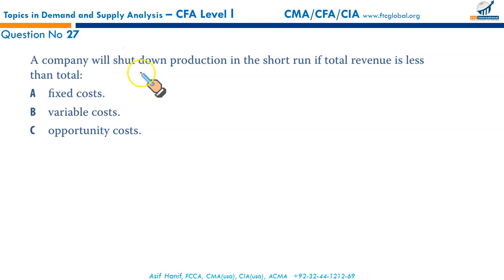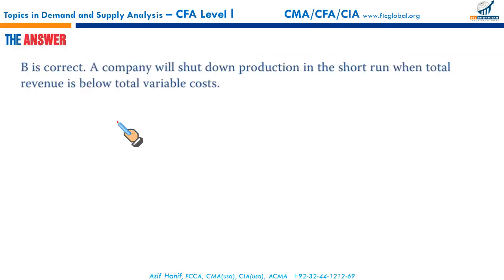A company will shut down production in the short run if the total revenue is less than the variable cost. If the firm cannot cover the variable cost, involving direct material, direct labor, and variable overheads like electricity, gas, water, indirect material, indirect labor that vary with the level of production, then the revenue is not able to cover the variable cost. It's the point that the firm should shut down in the short run. B.